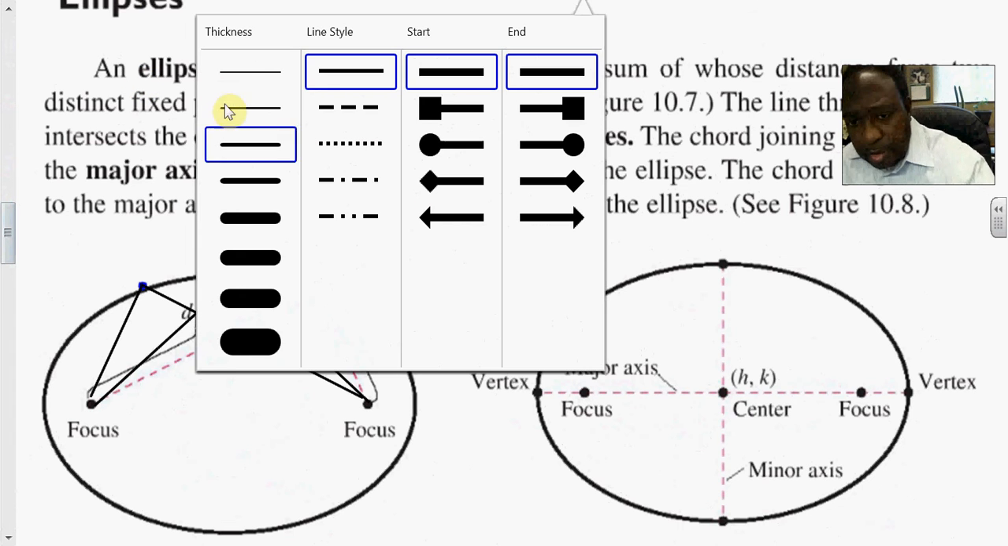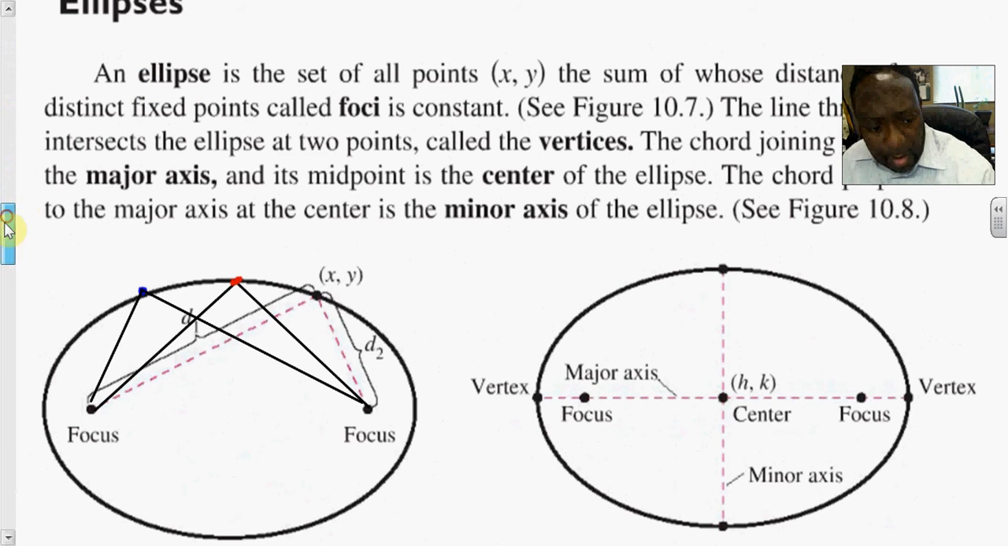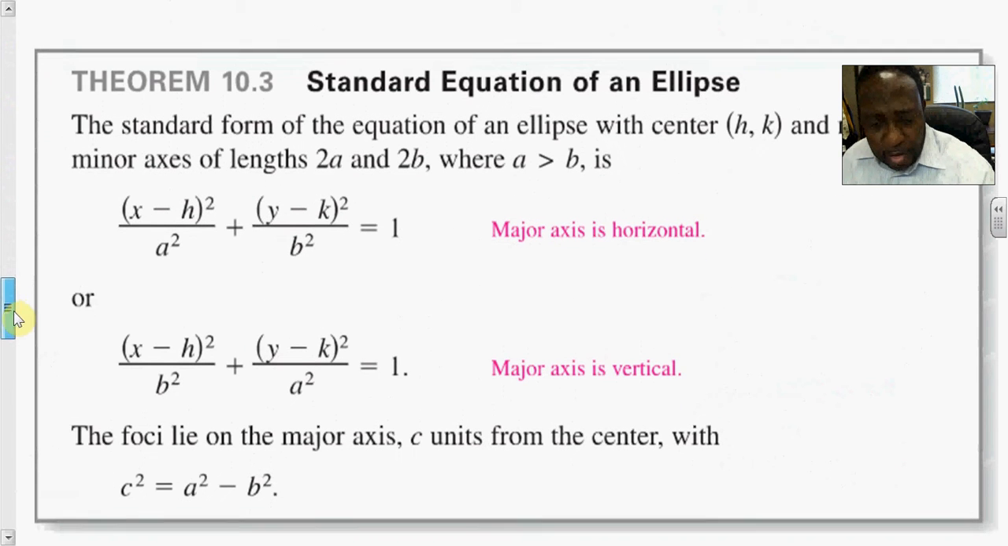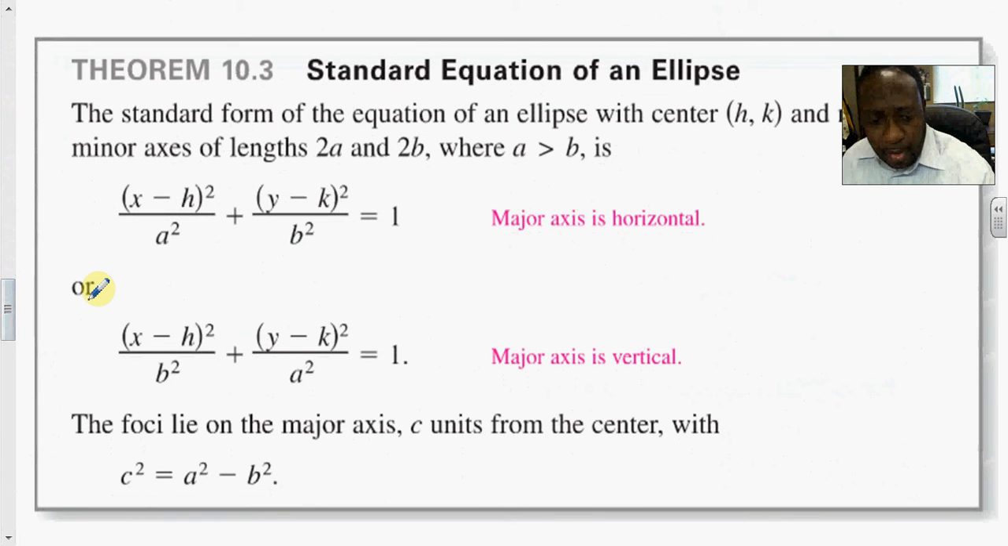I will give you very straightforward methods in terms of how to solve. We have the equation for the ellipse. The ellipse and the hyperbola equations will be similar. The only difference is that for the hyperbola, there will be a negative sign, but for the ellipse, both terms have positive coefficients.